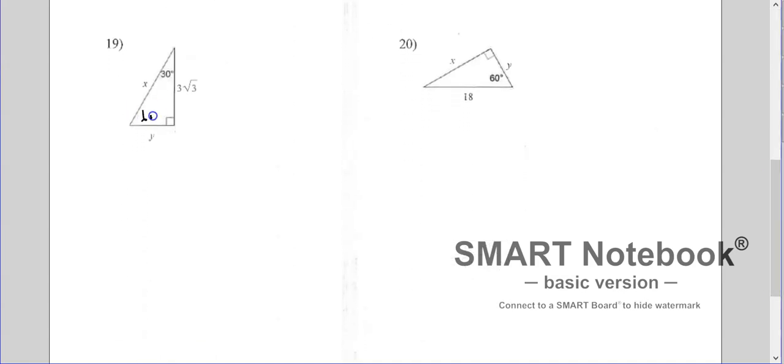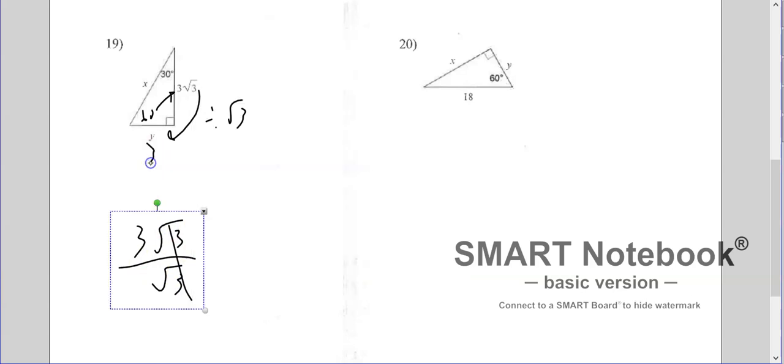Number 19. We have the long side. So going to the short side, we must divide by radical 3. This one's actually easier than it looks because the radicals are going to cancel out like on an earlier problem. So that means this is simply 3. And then going to the hypotenuse, we simply double it. 6.